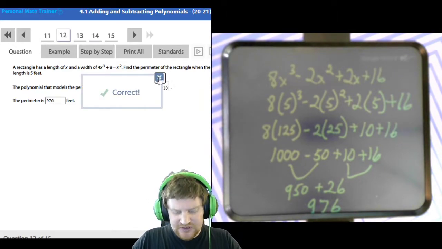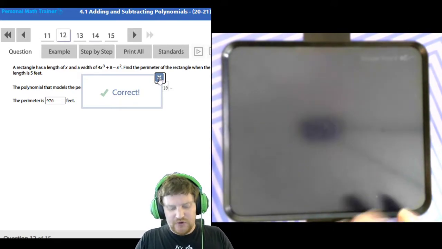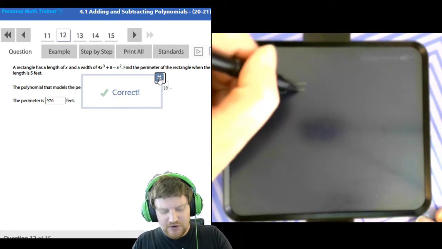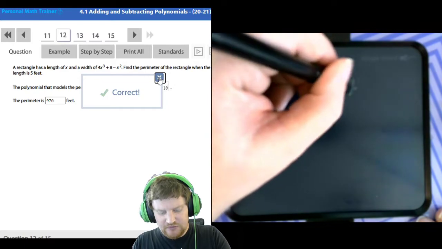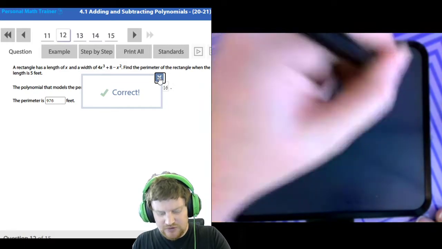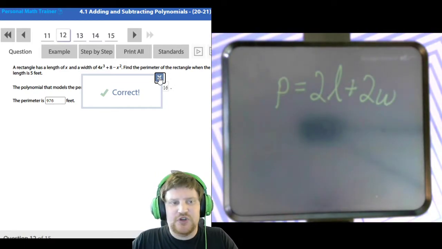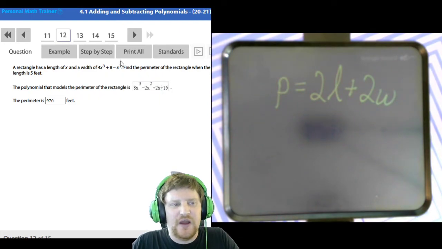Alright, so the key to this particular problem was remembering that perimeter is 2 length plus 2w. If you remembered that from geometry, you probably were fine on that problem.